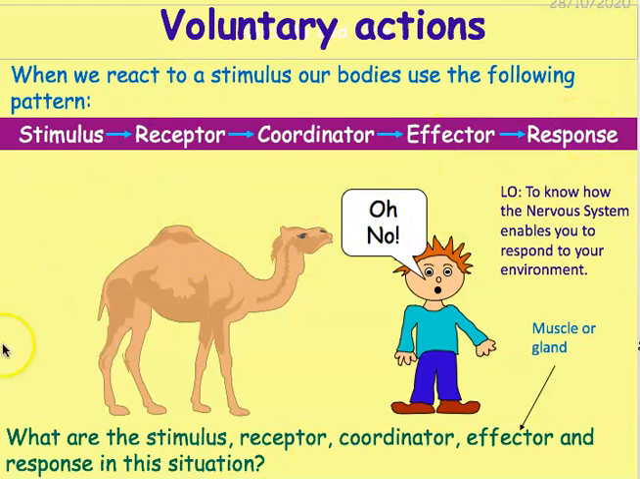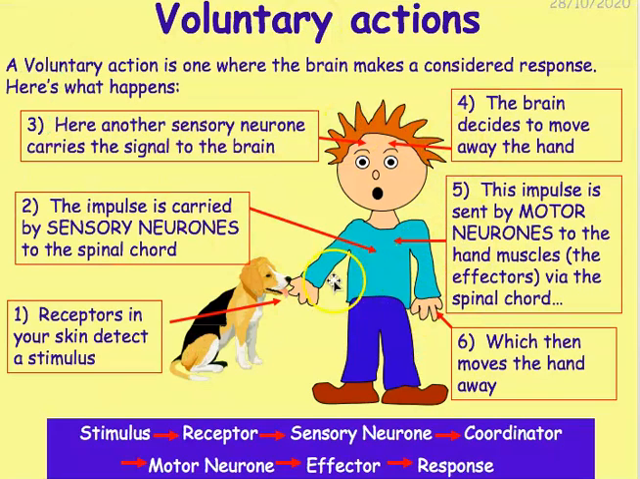Okay, right, let's look at another voluntary action then. So, it's Bob again. So again, it describes here that a voluntary action is where the brain makes a considered response.